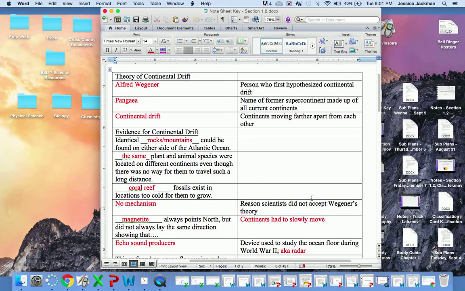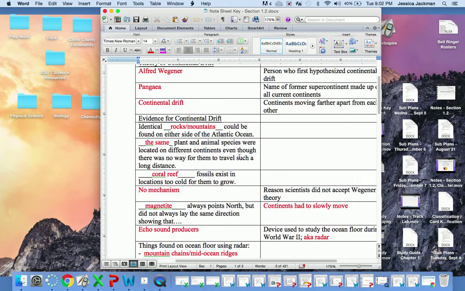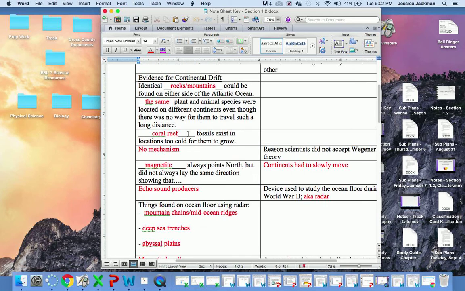Name the former supercontinent made up of all current continents. That was called Pangaea. Some people say it differently, but I prefer Pangaea just because I do. Continents moving farther apart from each other, that's known as continental drift. Evidence for continental drift: identical rocks and mountains could be found on either side of the Atlantic Ocean. Oh, by the way, you might want to star continental drift. That's something you'll definitely need to know.